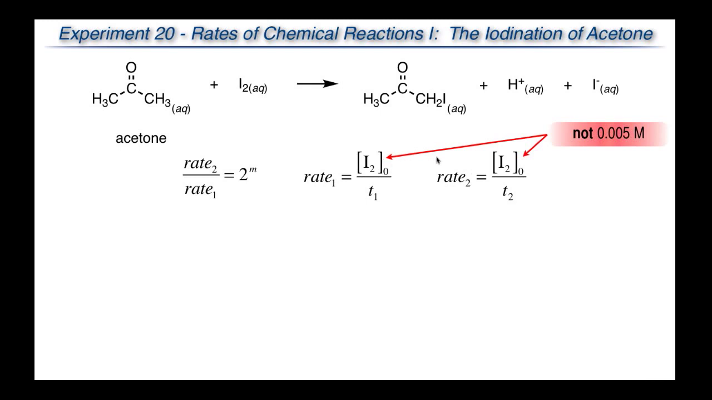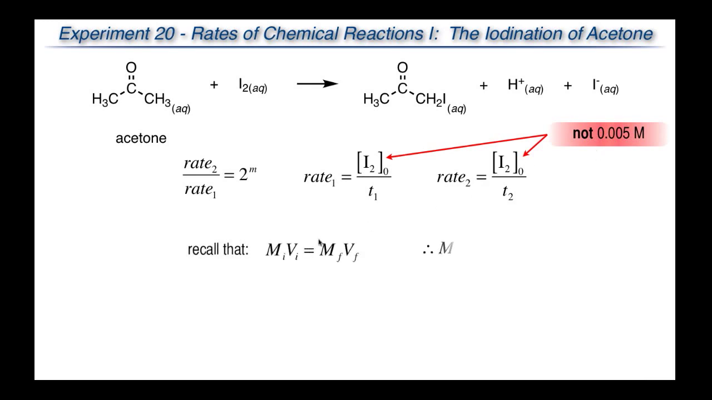Now note that these concentrations are not the 0.005 molar or whatever concentration is labeled on the bottle of iodine in the lab. These are the concentrations of iodine once you mix up your reaction solution. And so we need to invoke that dilution equation that we learned in lecture to calculate the concentration of iodine in the reaction solution based on knowing the original concentration and the total volume of the reaction solution. So let's see how we do that.